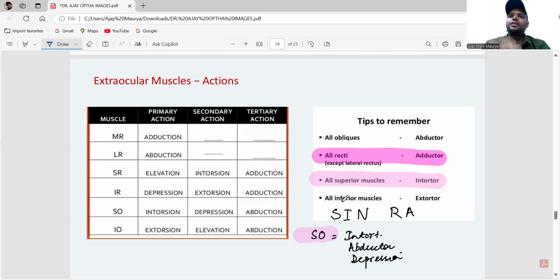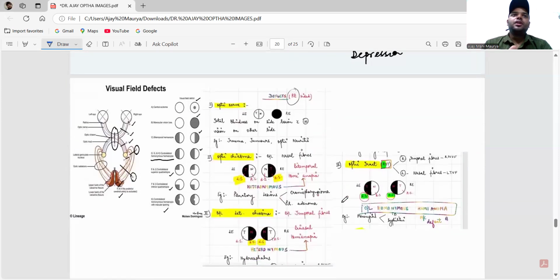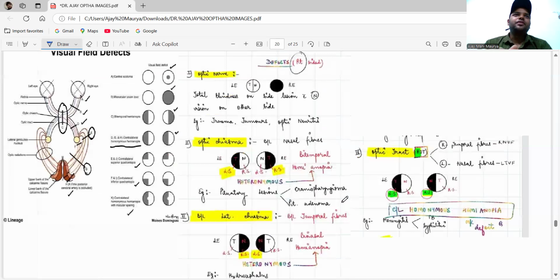Please remember this one. I don't know how you are going to remember, but please remember this, guys. From this, there are going to be one or two MCQs. And also please remember the visual field defects.